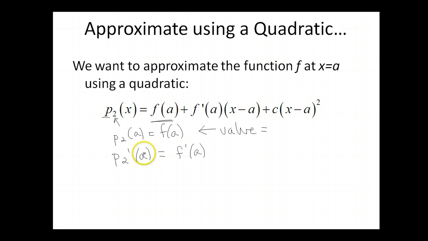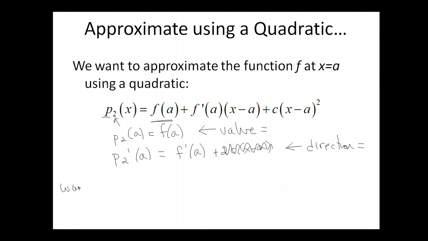But wait, we're going to plug in a, aren't we? So when we had over here the 2c times x minus a, all this stuff is going to be gone because you're going to plug in a in a second. So what does this say? P2 prime at a equals f prime at a, which means what? It agrees in terms of direction still, right? The direction will be equal.